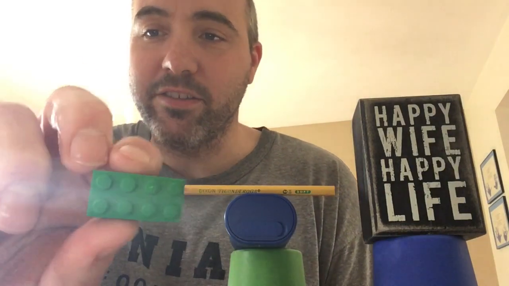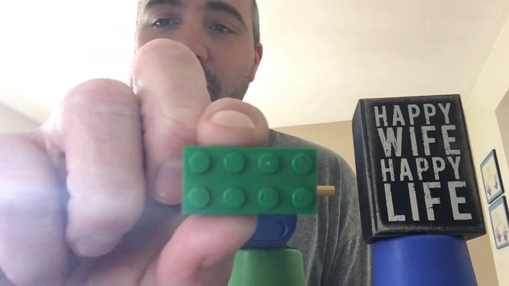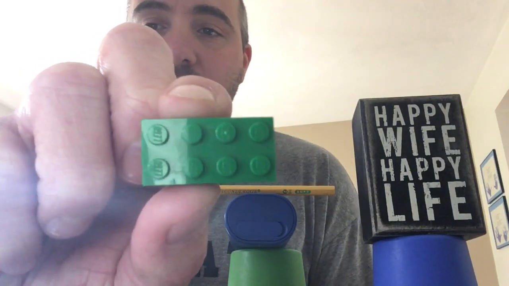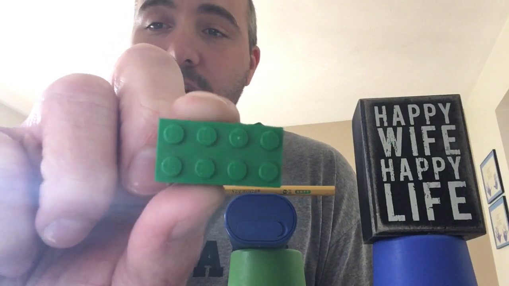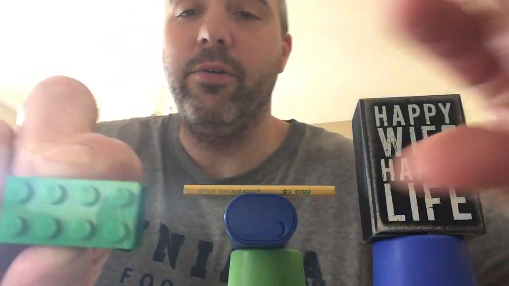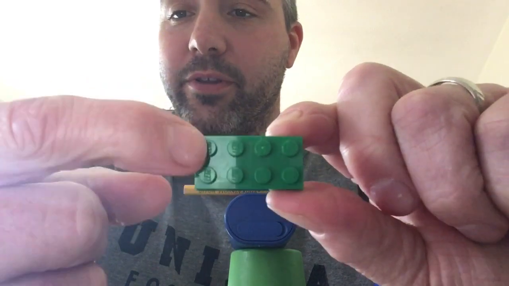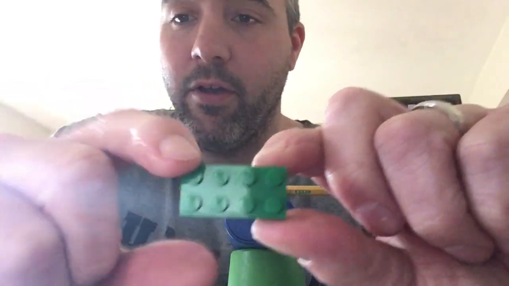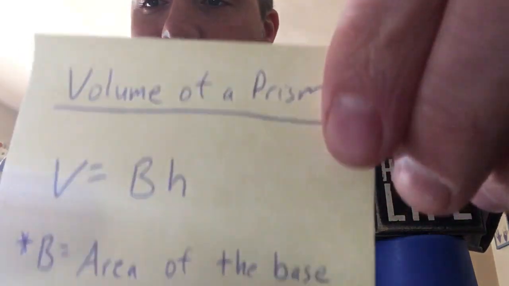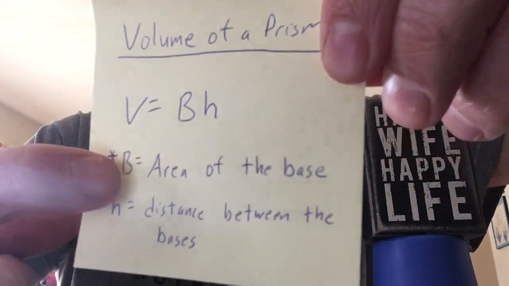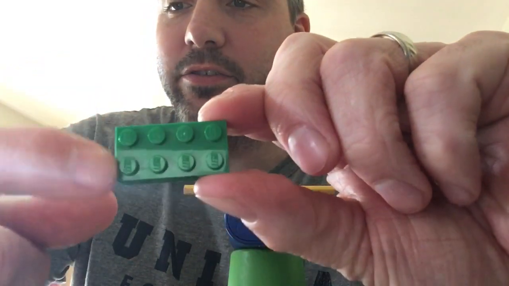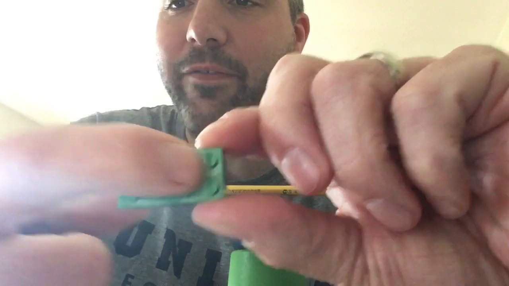I'm going to go ahead and remove one of the bases here. What makes Legos really good is you can use the little dots as the units. We call this a 2x4 Lego, obviously because we've got 2 going this way and 4 going this way. So if I looked at this as the base to find the volume, we need to first figure out what B is, the area of the base. Area of a rectangle is length times width. So we're taking 2 times 4, and altogether we have 8 of these.